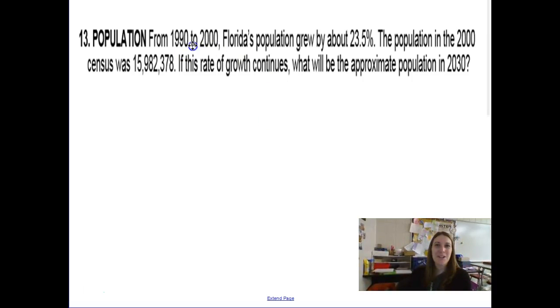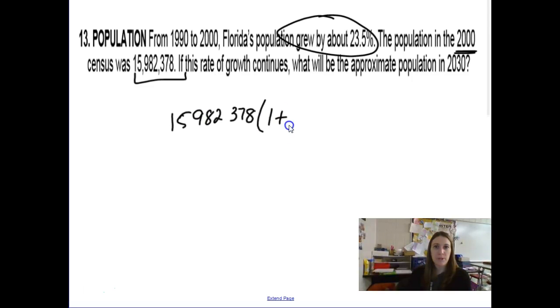All right, population. So in this problem, the population grows 23.5%. And then in 2000, there's like the beginning of time here. This is the population. So we're going to start with that number as our initial value. And then it's growing, so 1 plus 0.235. And then what goes up here is important, right? That's what we have to think about. So in 2030, that's the 30th year of the story problem, right? So you're going to put a 30 right there.